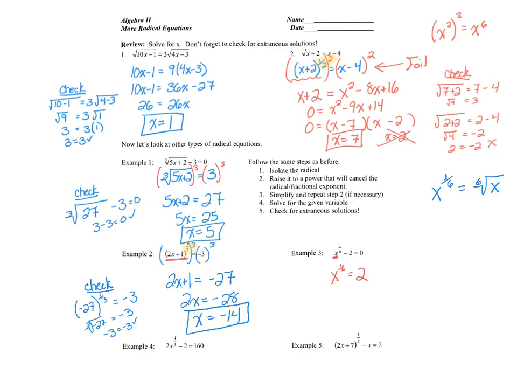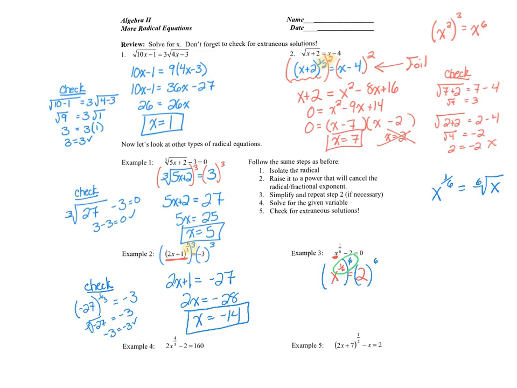Okay, so what will cancel? What should we raise both sides to cancel out that 6th root? If we have a 6th root, we want to raise it to the 6th power. I'm not sure if you start to notice a pattern here, but when it's written as a fractional exponent, you're really just raising it to the reciprocal power. Reciprocal means flip. So 1/6, when you flip it, is just 6/1. And that's really what you're raising it to.